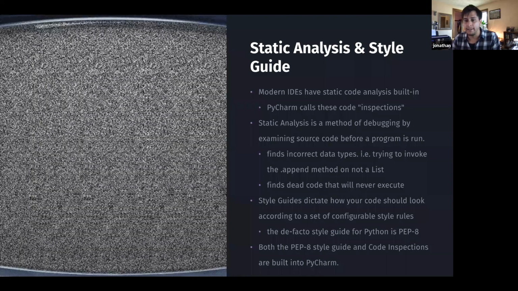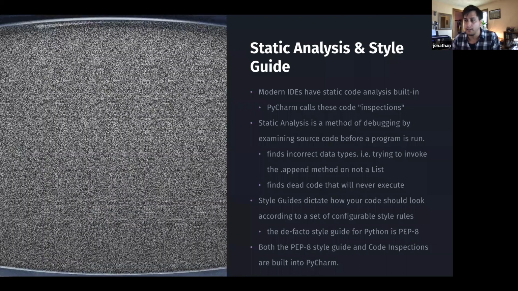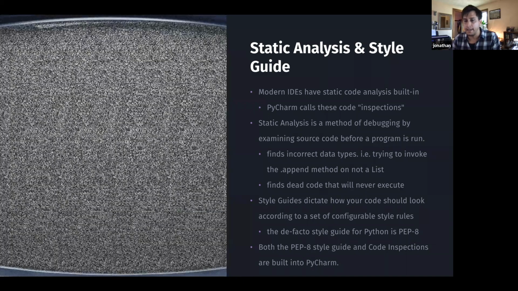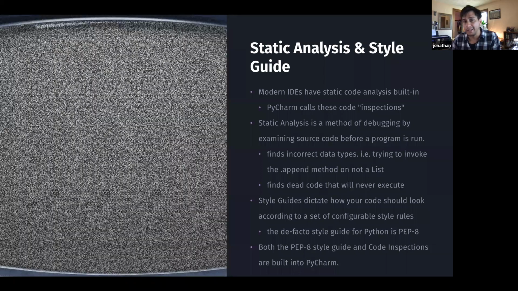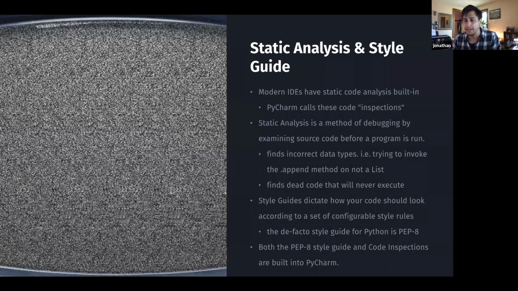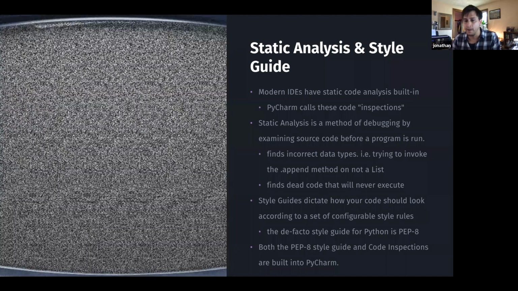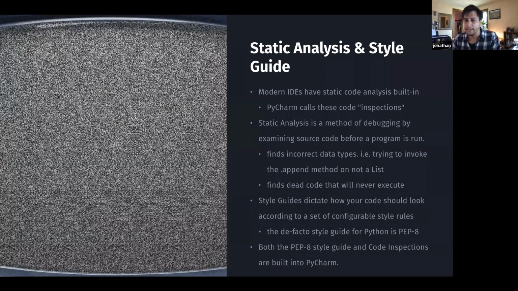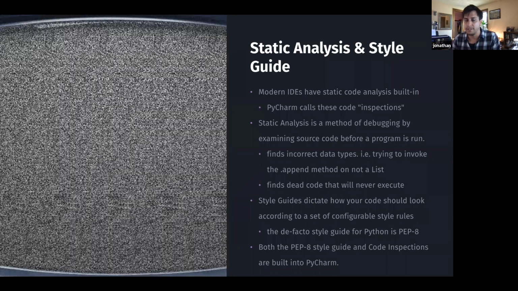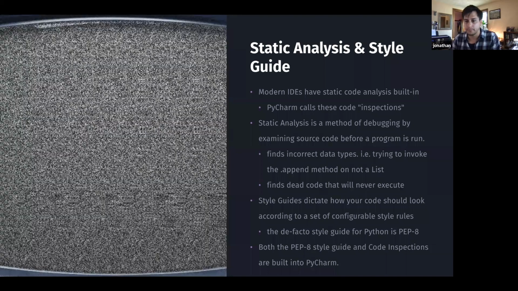So what static analysis does is it spots that on the scene, and it'll put a little red squiggly line underneath it, and it'll say, you can't do that, it's not right. And it'll yell at you until you fix it. This is a good thing. It'll also find dead code too.